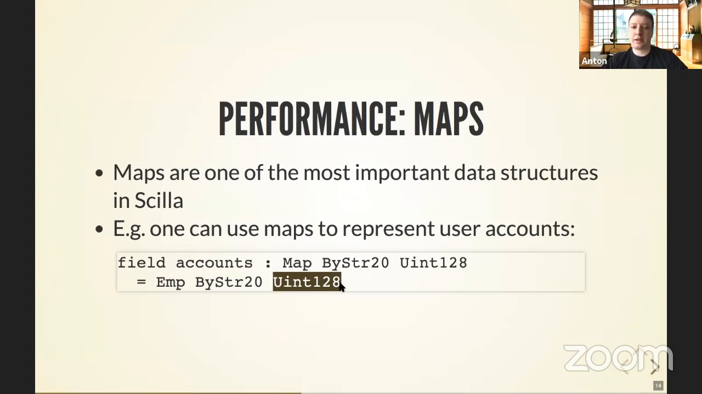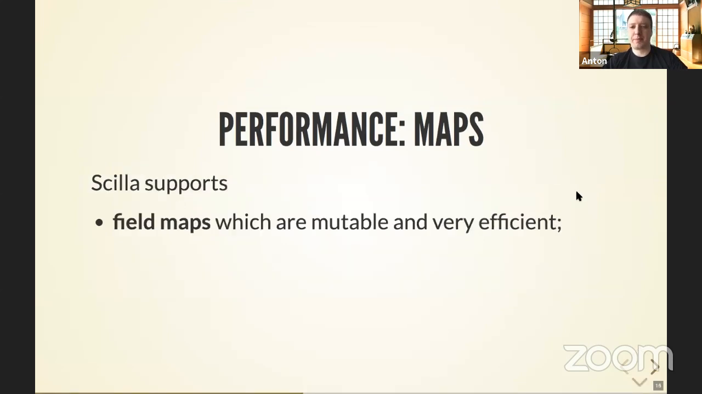And in Scilla, you have to explicitly specify all these types by hand because it's an intermediate level language. So it takes a bit longer to actually do stuff in it, but we're working on making it better for the end user, for the programmer.